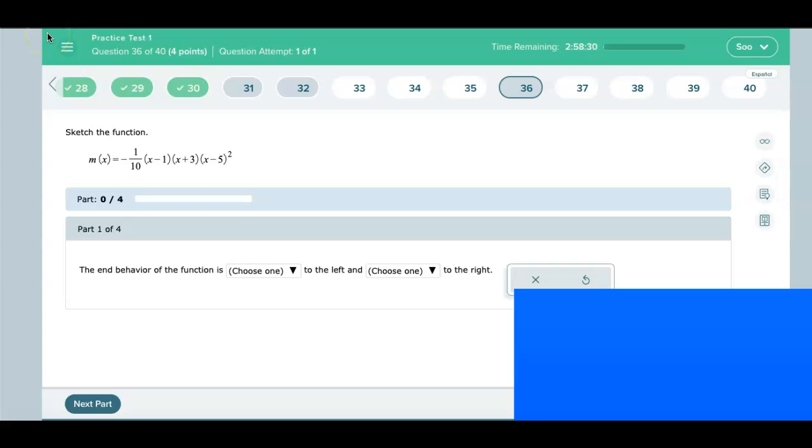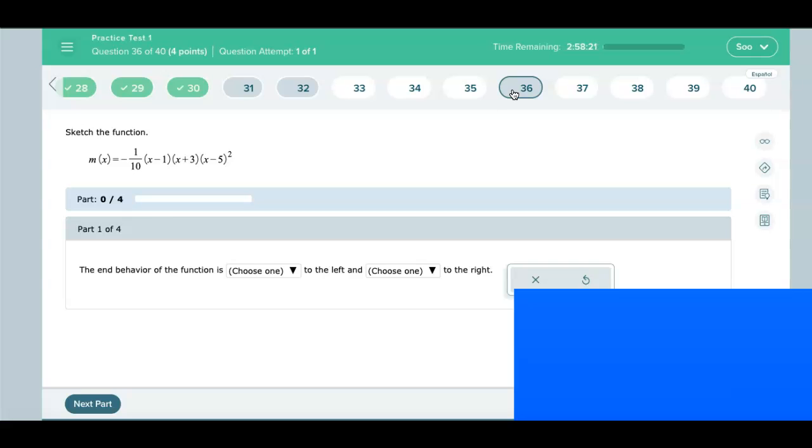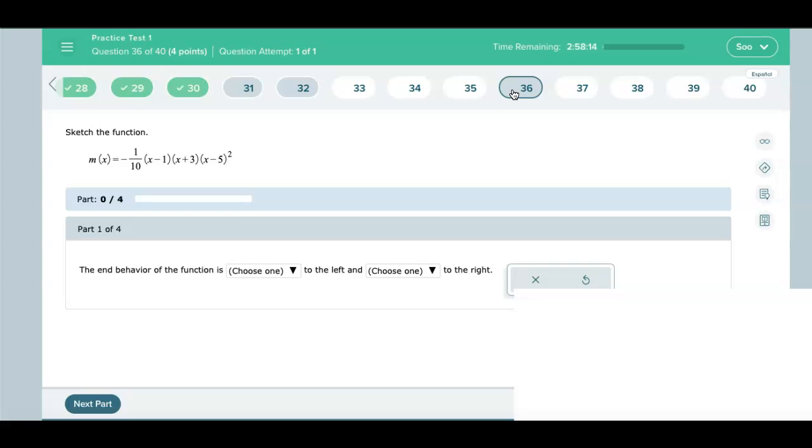This is for number 36 on the practice test. So on number 36, we are sketching a function. I wonder if they're going to give me a different problem. If I keep clicking on it, it's probably the same. Okay. So part 1 is asking the end behavior of the function.